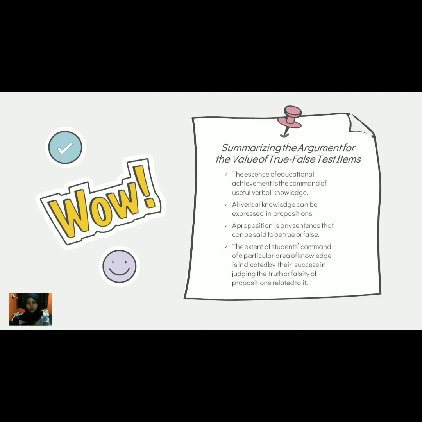Since true-false questions tend to be either extremely easy or extremely difficult, they do not discriminate between students of varying ability as well as other types of questions do.